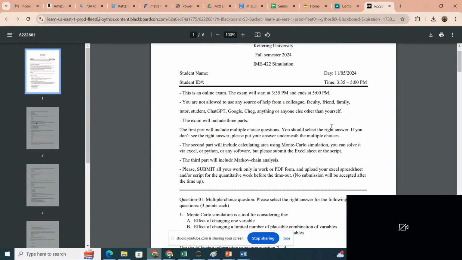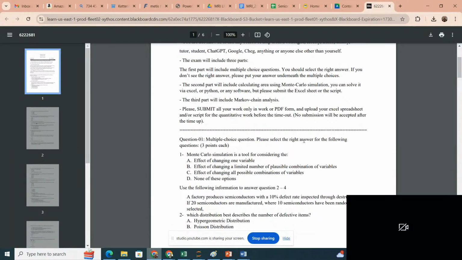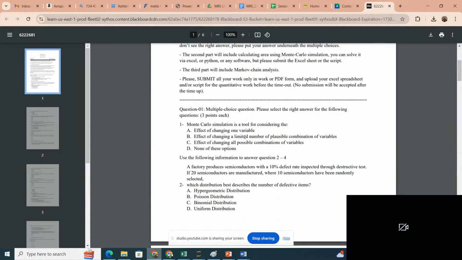Now the exam will be included in three parts, similar to what you have seen in the pre-test, but instead of having 25 multiple choice questions, you have only 20. Now we have the second question, which is the calculation for the area or a situation using Monte Carlo simulation, and the third part will be basically doing a Markov chain analysis. Now read out the multiple choices very carefully.